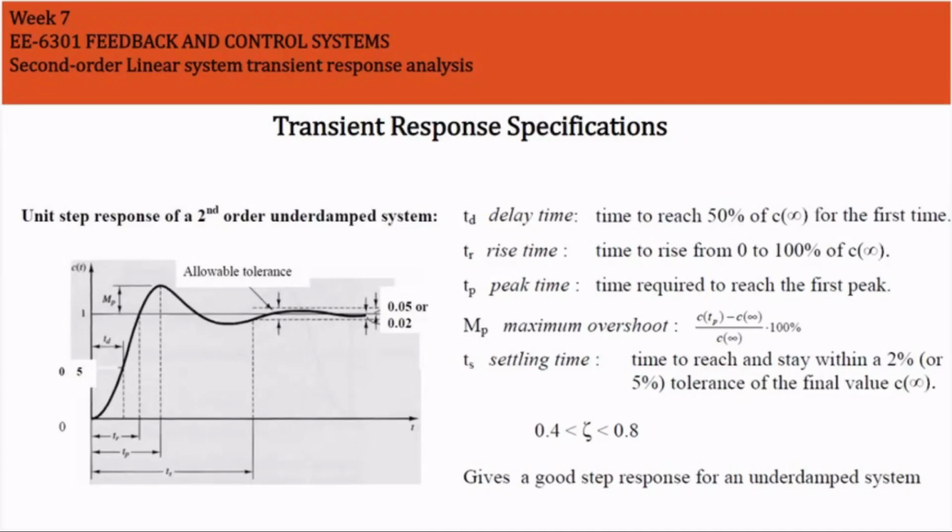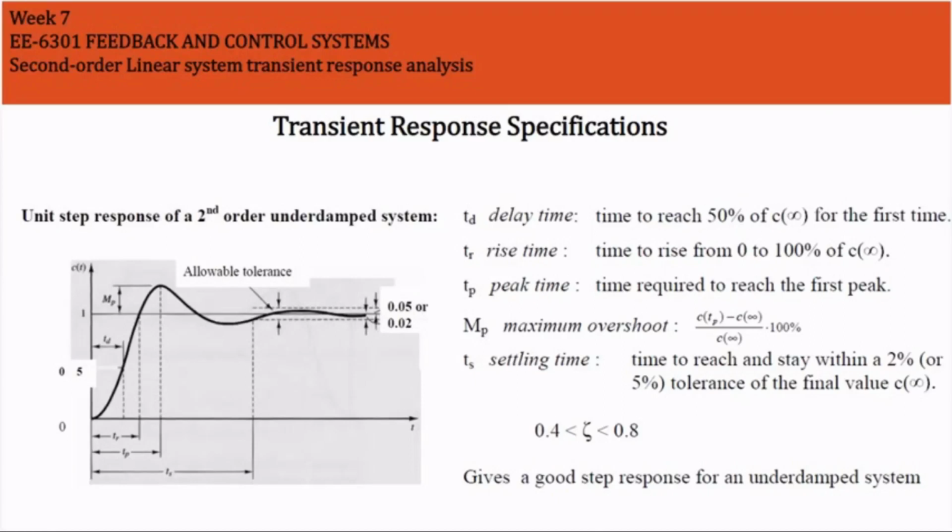MP is what we call the maximum overshoot. The maximum overshoot is the difference of your signal with respect to 1. You will solve for that as C of TP minus C infinity over C infinity, multiplied by 100%. Our C infinity is the steady value of our signal with respect to your y-axis.